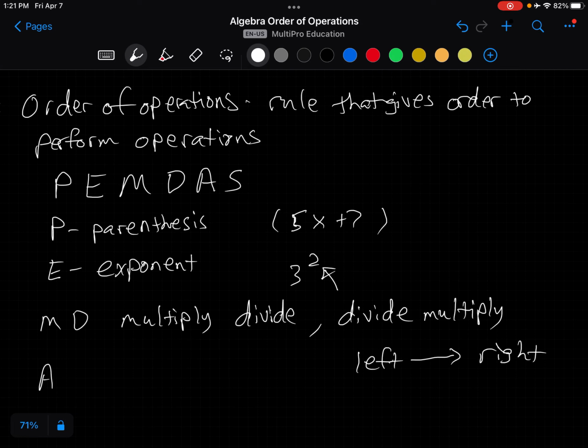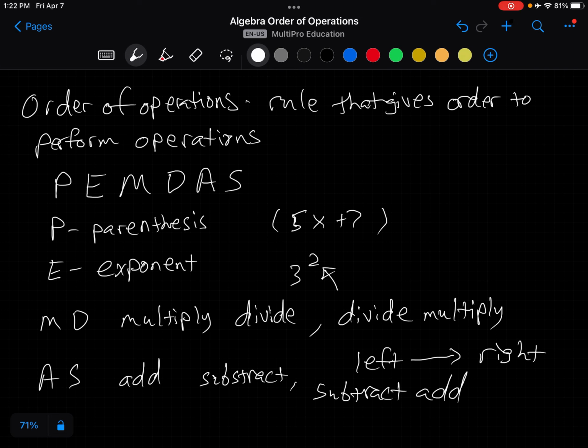All right, so then the last one, we'll do these together. AS, Aunt Sally. What is this? Add, subtract. And just like multiply and divide, you could subtract and then add. So we always do parentheses first, from left to right. Then we do exponents. We solve those from left to right. And then multiplication and division, whichever one comes first, left to right. Then we add and subtract, and that's from left to right.